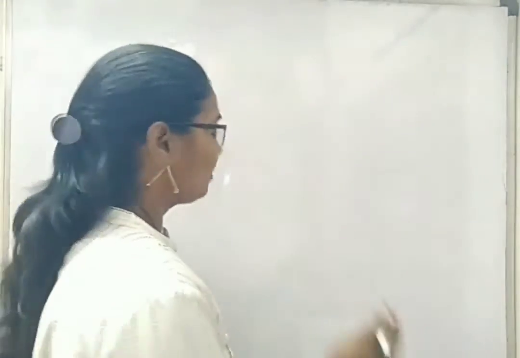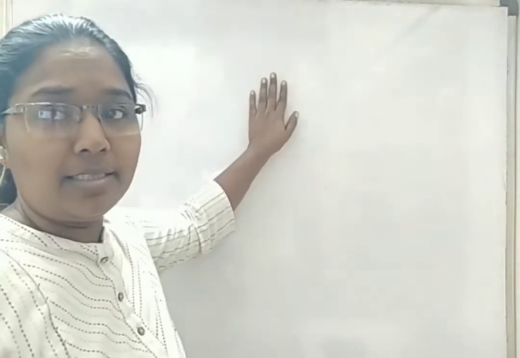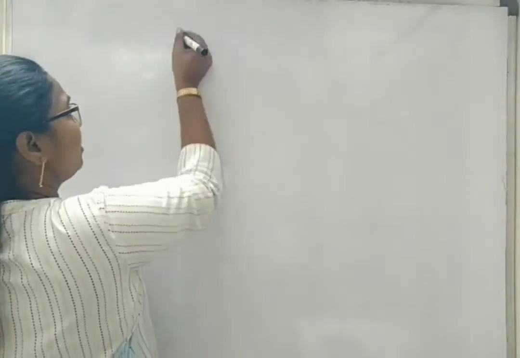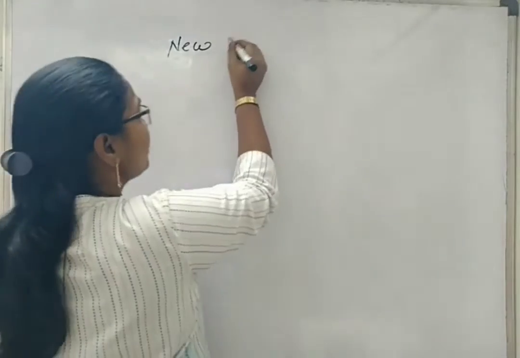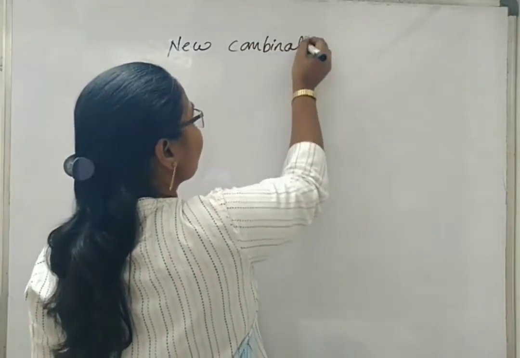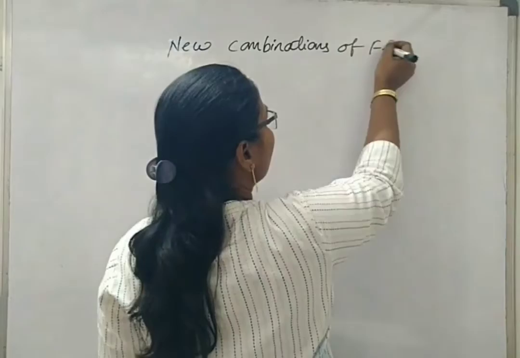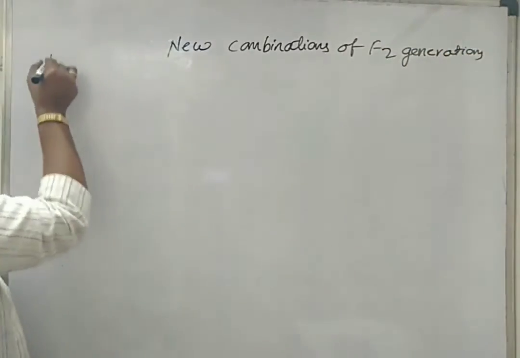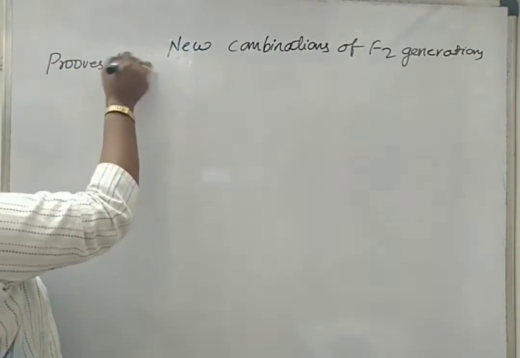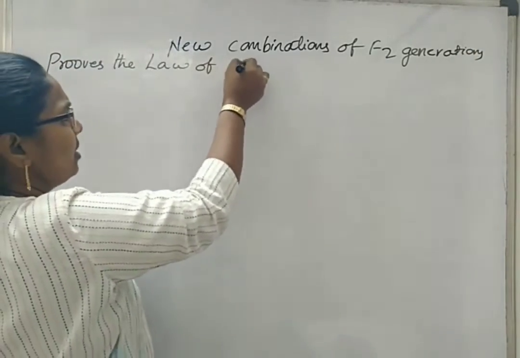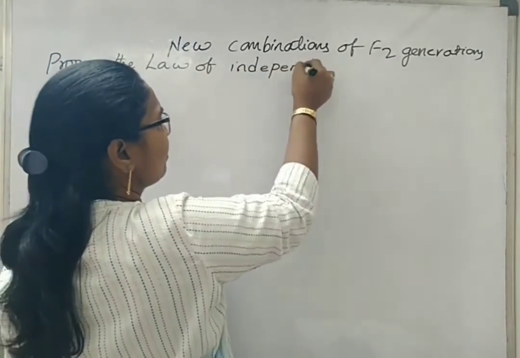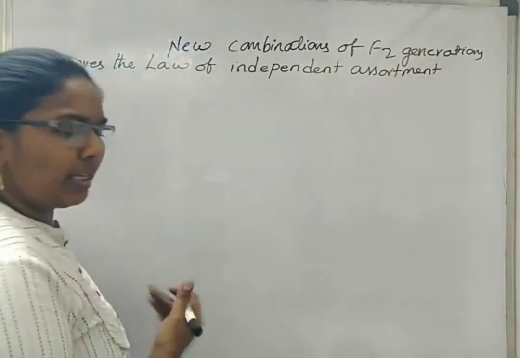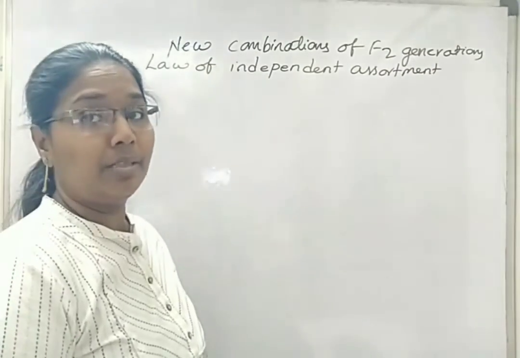So now, I will give one more sentence. Please learn these sentences for your MCQ statements also. That will be very much useful. Now, new combinations of F2 generation proves the law of independent assortment. This can be a good statement to learn for your MCQ point.